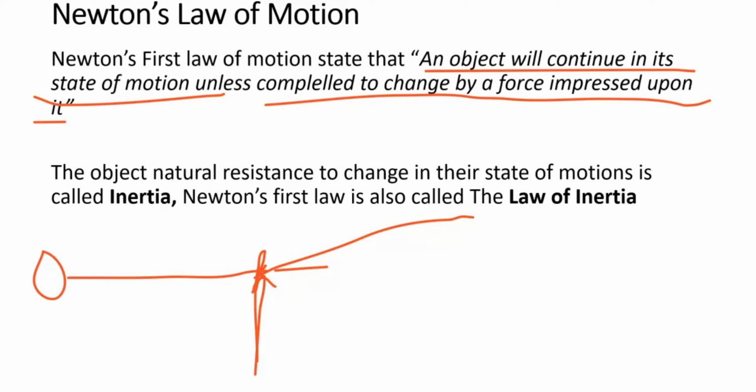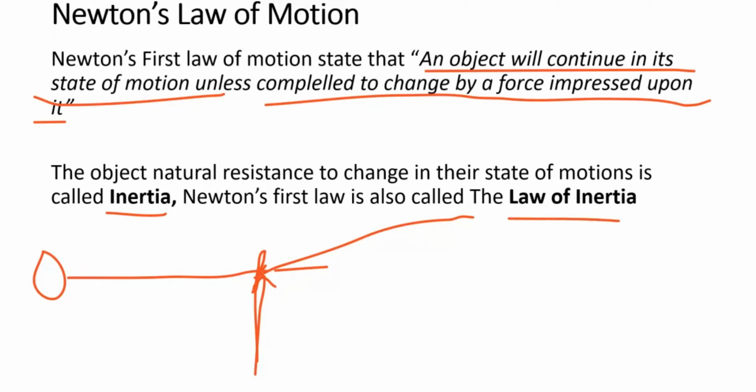The object's natural resistance to change in its state of motion is called inertia. When an object is in a state of inertia, it's just moving without any disturbance. Newton's first law states that an object continues to be in a state of inertia unless a force is applied upon it. That is what Newton's first law of motion states, and it is called the law of inertia.